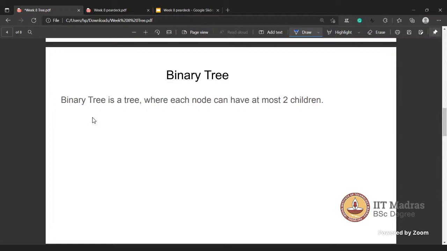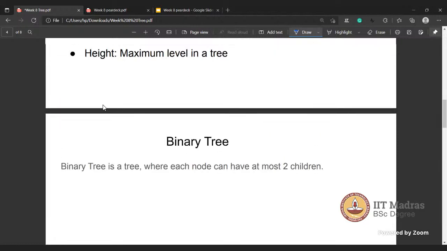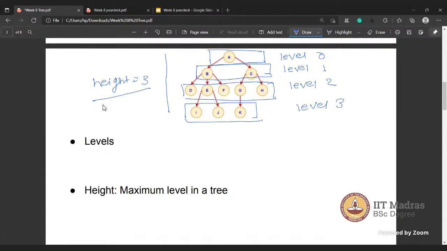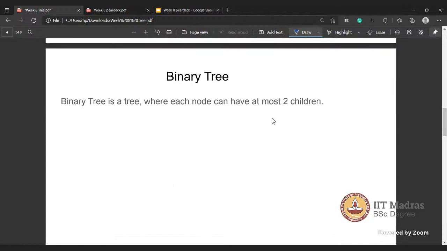Okay. Then binary tree. So a binary tree is a... Yeah, one question. The height of the tree is sometimes called the depth of the tree? Yeah, it is also sometimes called depth of the tree. So the general convention is height of the tree.